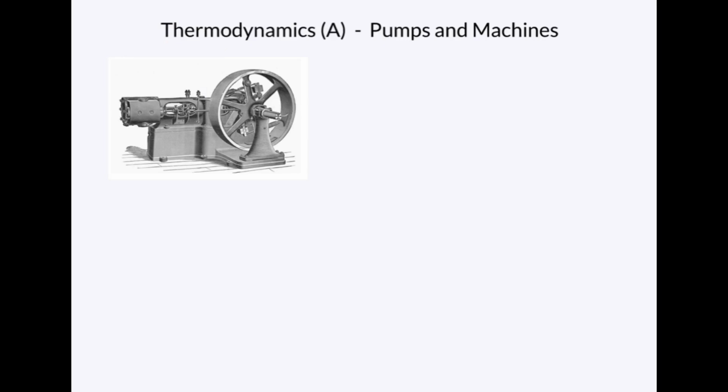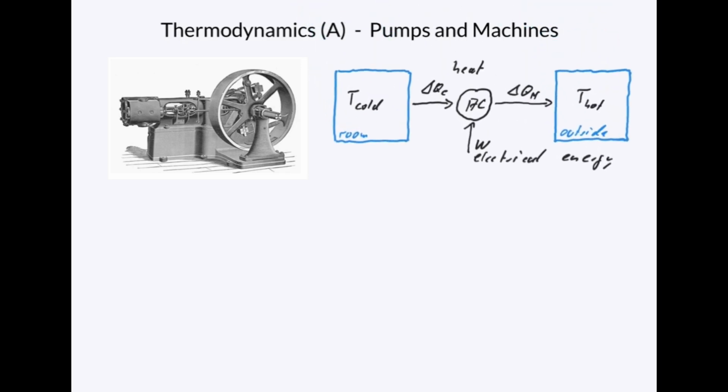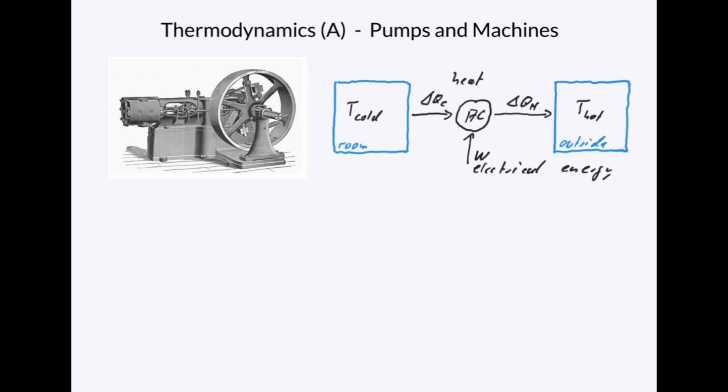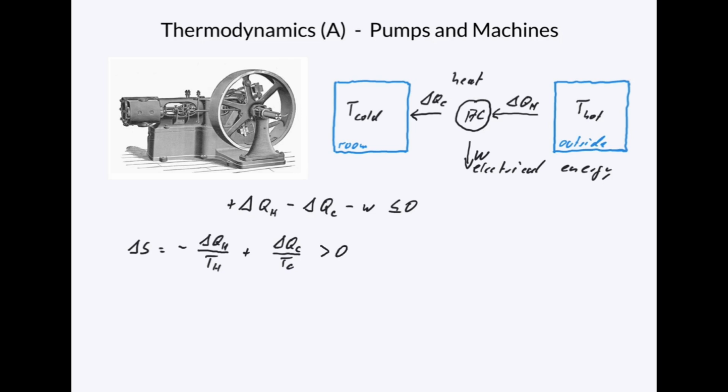Now, in the second example, we are concerned with machines. In a typical machine like this steam engine, what you do is you take two compartments, a hot compartment and a cold compartment, and use the flow of heat in order to transfer this heat into useful mechanical or electrical energy. Again, we have to obey the conservation of energy, leading to plus delta QH minus delta QC minus W being smaller or equal to 0.